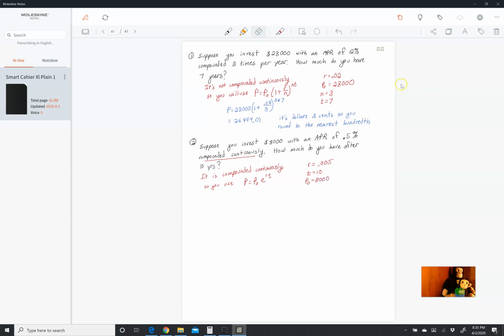So now we just plug in. It's a plug and chug. You just have to figure out which formula to use. Compounded continuously says you use the formula with E. Compounded any other amount, so here it's not compounded continuously, any other case, you're using this formula, okay? So here, we're doing P equals 8,000 times E to the 0.005 times 10. Make sure you plug it in as a decimal.